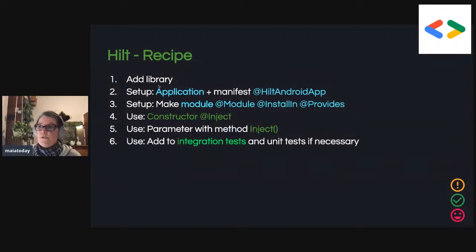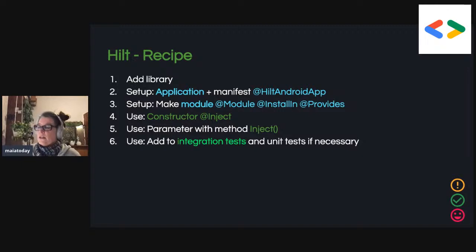Okay, so the recipe for Hilt would be: add the library, set up the application and the manifest with this single annotation, make a module if you need it, set up the constructors of the objects that need to be injected with @inject, and then for field injection, you just use the inject method. Add your integration tests if you need to, and then the unit tests are the same way the unit tests are in any case.